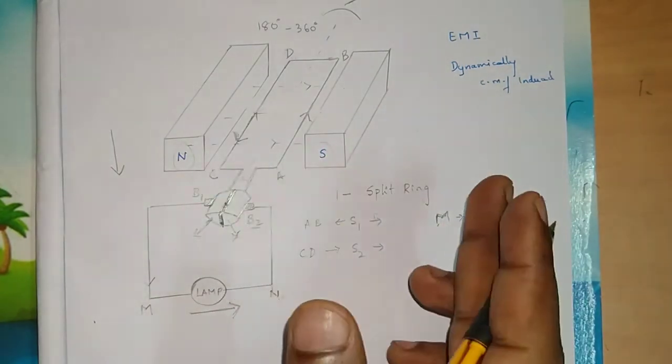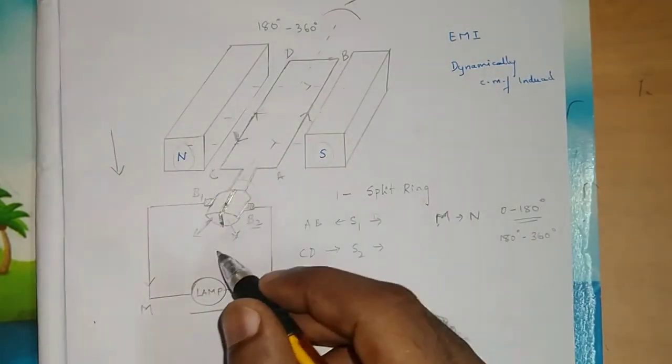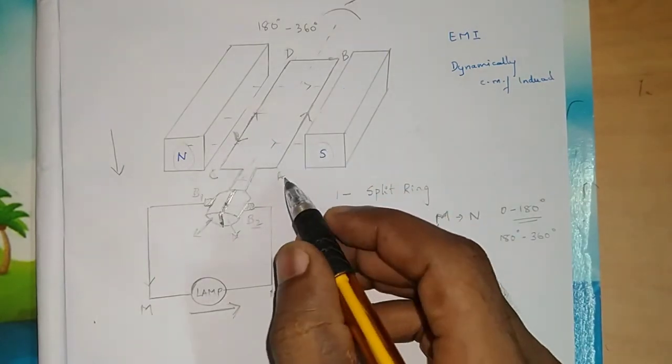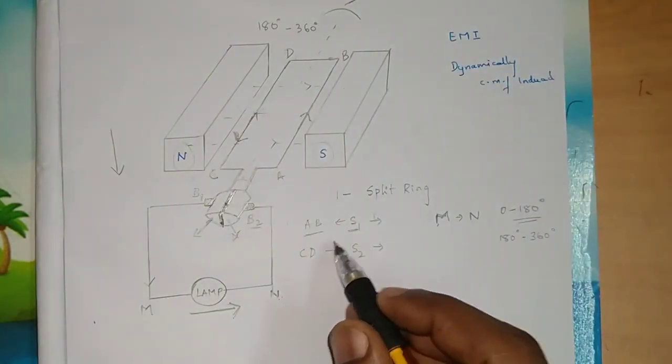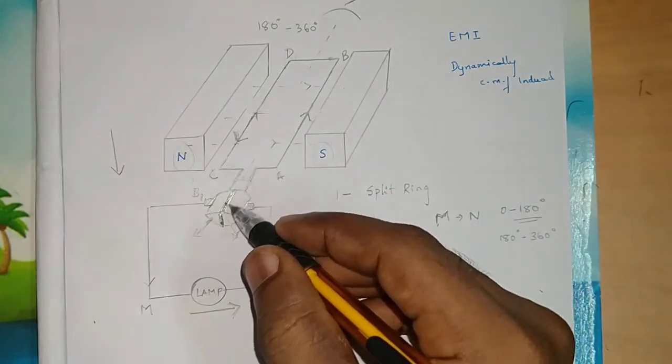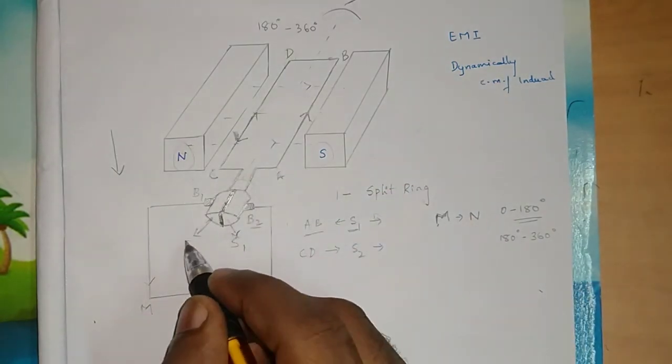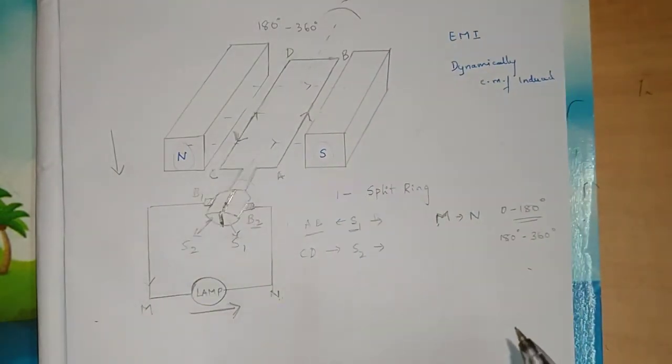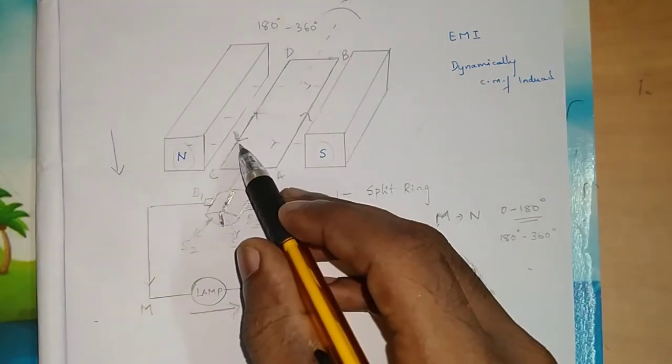When the conductor gets interchanged, your segment will also change. Why? Because your segment will rotate along with the conductor. So AB conductor is connected to segment S1. So A and B conductor is here, so the segment is this side. So this will be S1 and this will be S2. This is what you have to change in the diagram. The direction of induced EMF will remain same.